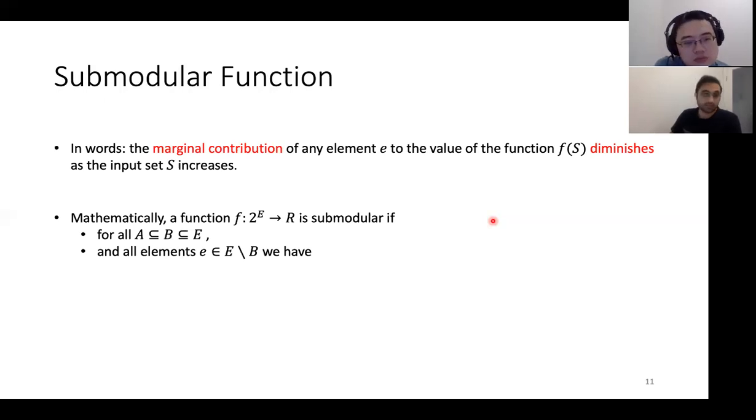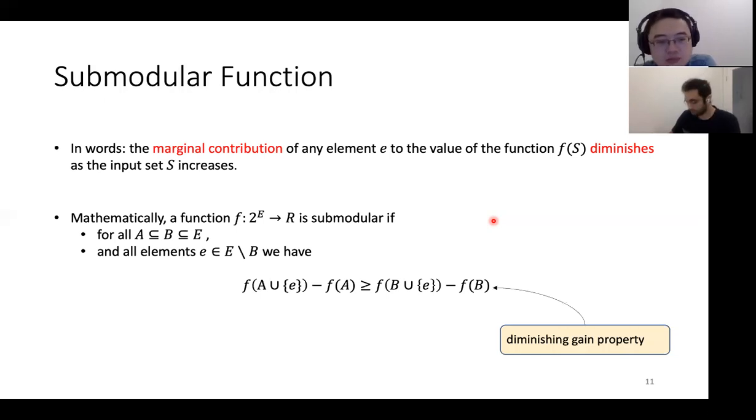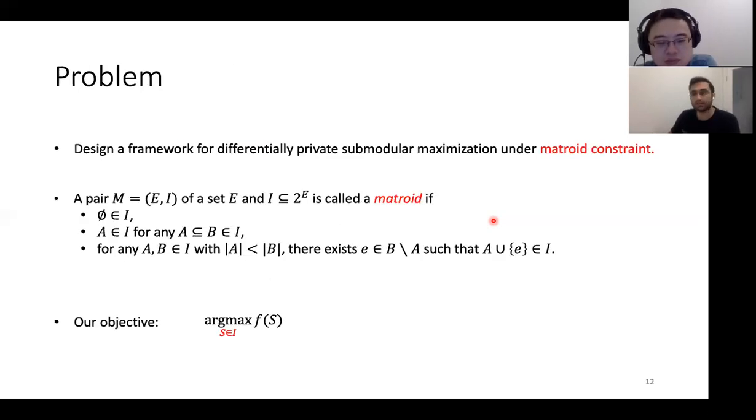Mathematically speaking, submodular functions are set functions that satisfy the following property. For all subsets A and B, where A is a subset of B, and all elements E which are outside of B, the marginal contribution of adding E to A is more than the marginal contribution of adding E to B. This is basically the diminishing gain property.